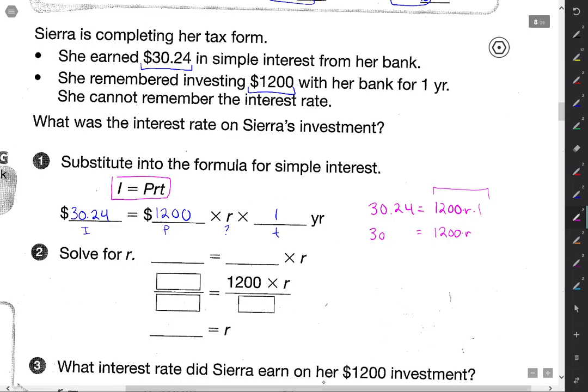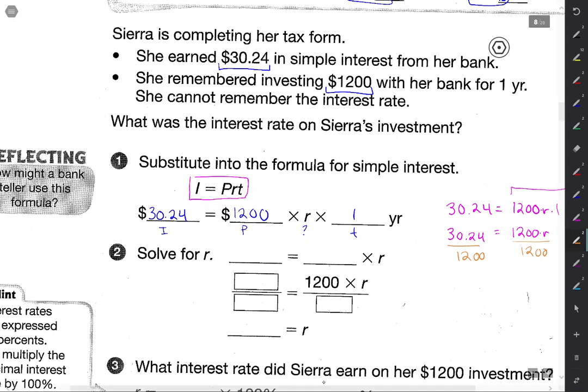And I'm going to have that 3024 on the other side of the equal sign. So now we need to isolate that R. We need to get it all by itself. Right now it's multiplying the 1200, so we need to do the opposite of multiply, which is divide. So we're going to divide both sides of the equal sign by 1200.